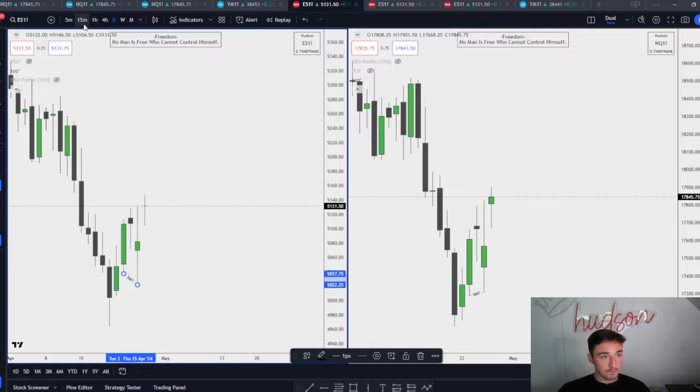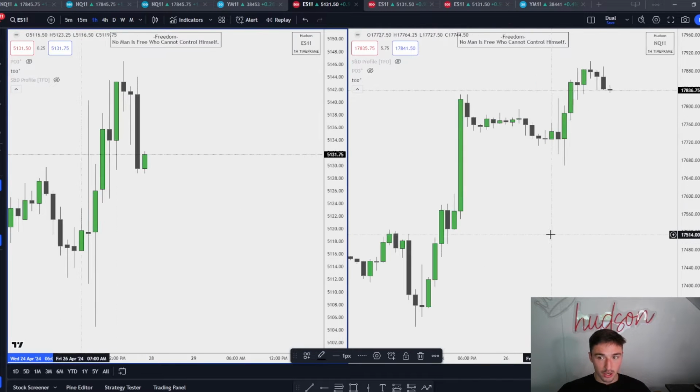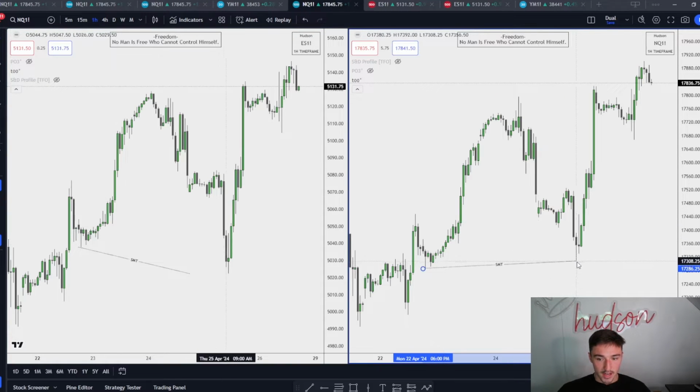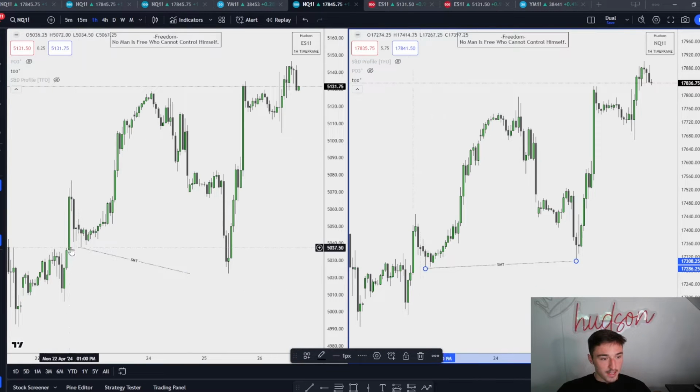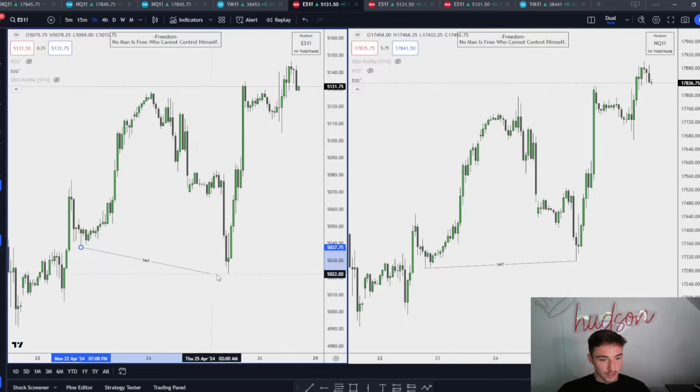And if we take a look over here at ES, we can see ES actually did take out Tuesday's low. So if we go down to the hourly chart, we can see right here on Tuesday, right there is that SMT divergence. You can see it more cleanly on the hourly chart. ES is taking out these lows, NQ has not and is refusing to take out these equal lows.